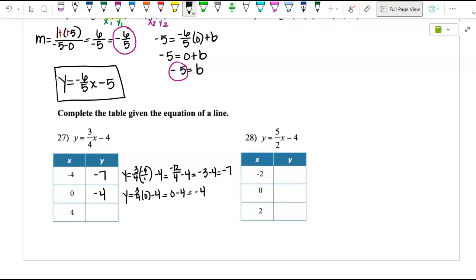And then they want me to substitute in positive 4. So y equals 3 over 4 times 4 over 1 minus 4. 12 over 4 minus 4. 3 minus 4 equals negative 1. So if they're giving me a table and they're giving me the x values and they're giving me an equation, I just have to substitute in to find out what would be the matching y value that would go with that equation. They are just substitution problems.